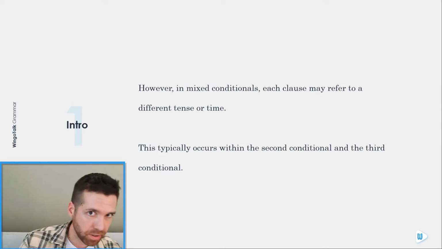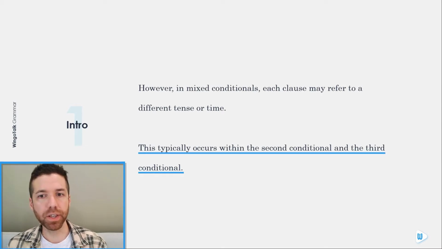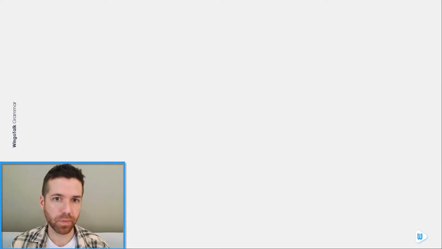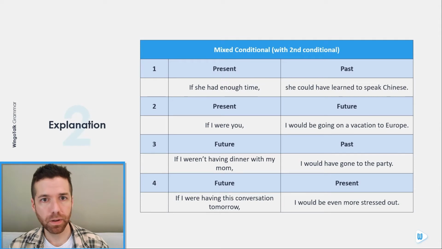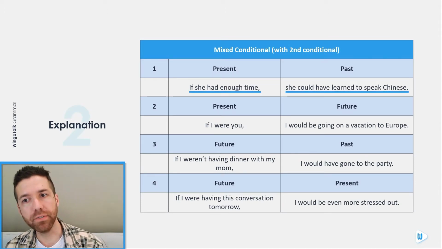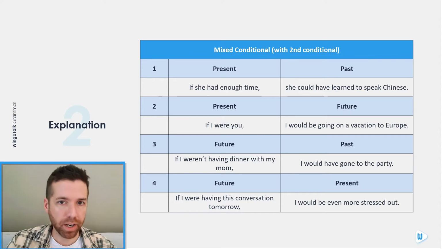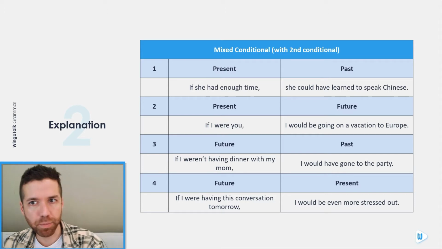One part in the past, one part right now. This typically occurs within the second conditional and the third conditional. Here are some examples. Number 1. If she had enough time, she could have learned to speak Chinese. So in the beginning, we're talking about right now. And then in the second part, we're talking about the past.